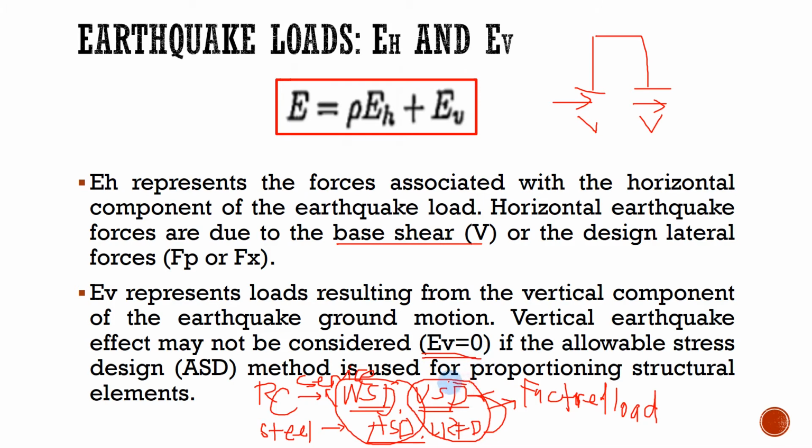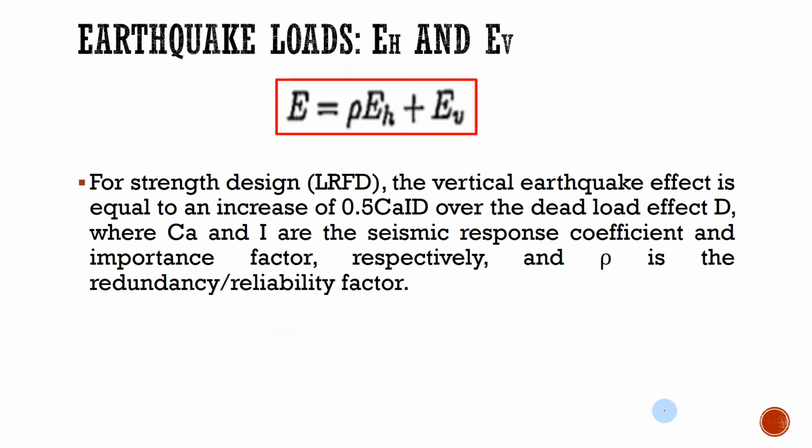But normally, our designs fall under USD and LRFD, and that's why we need to consider EV in that matter. For strength design or LRFD, the vertical earthquake effect is equal to the increase of 0.5 CA times I times D, so this is over the dead load effect D.